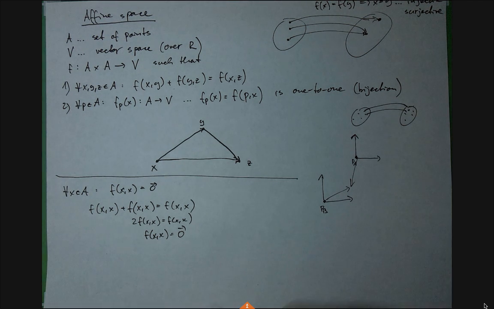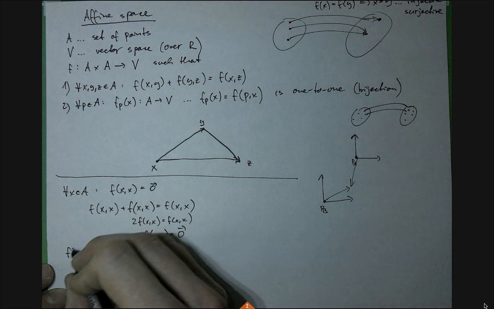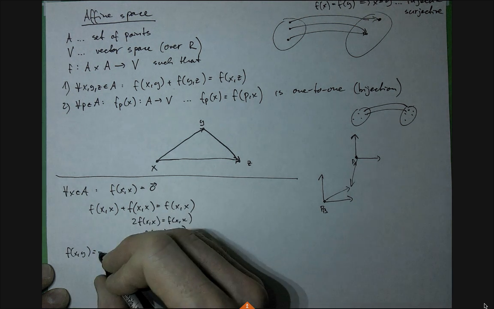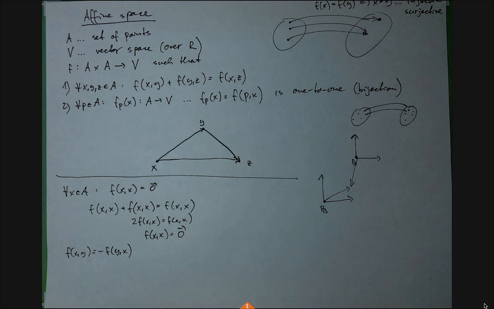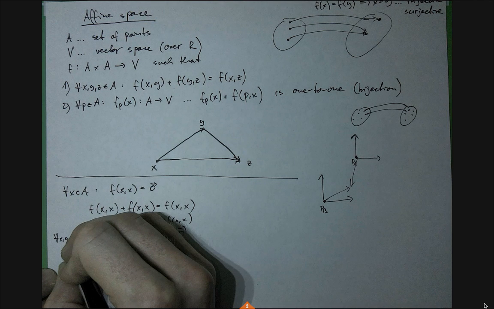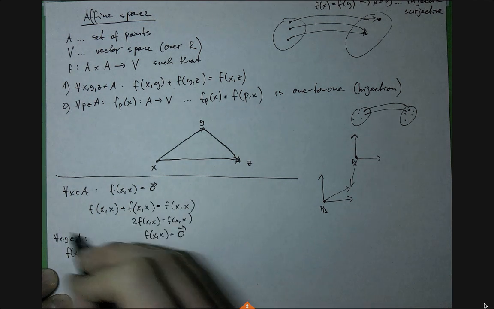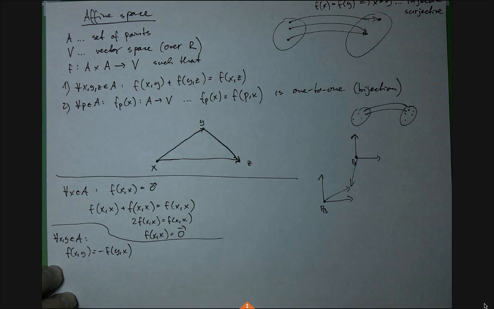It's equally simple to prove that fxy equals minus fyx. We can prove it in a very similar way. Does somebody want to say it? So I claim that, for every x and y from A, it is true that... this is my second toy proof, I guess.